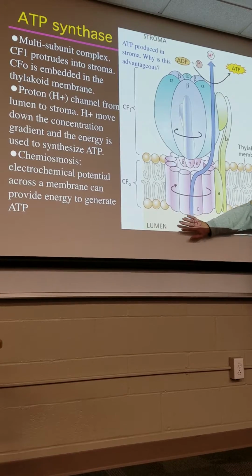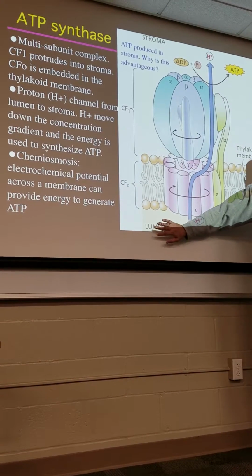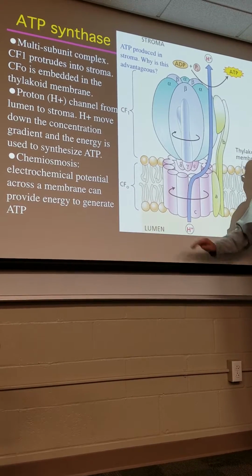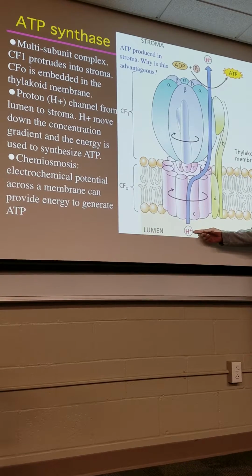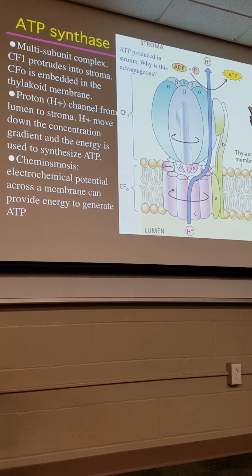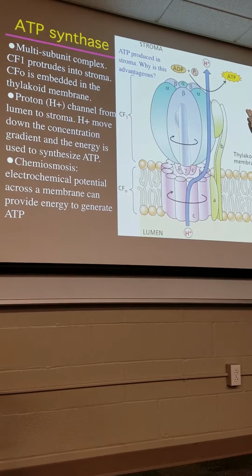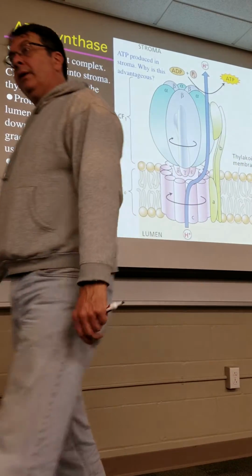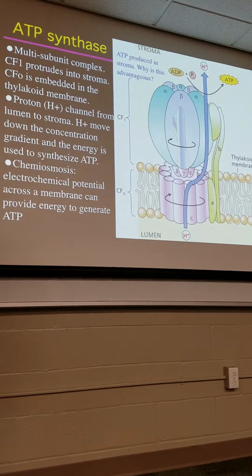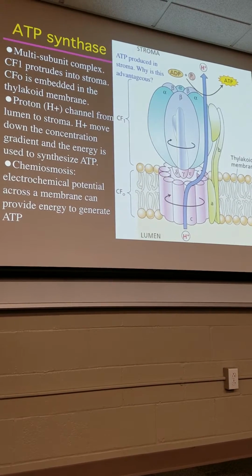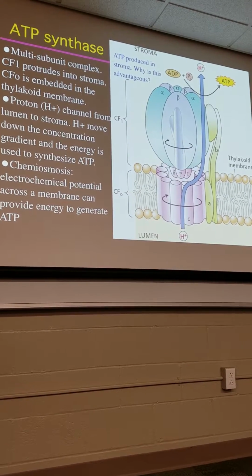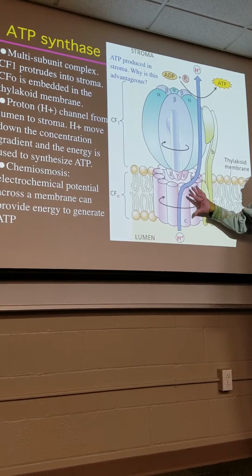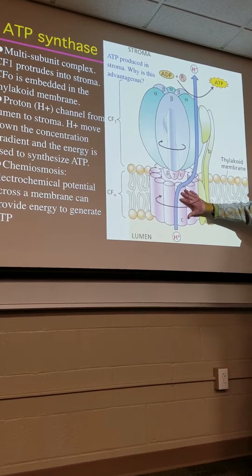In the lumen, in the absence of light, the pH of the lumen is typically around 6.8 or 7. In full sunlight, pH 5. The stroma, pH 8, 8.2, 8.3 in light. So we have a 1,000-fold difference in proton concentration. And what is going to happen is that we have our ATP synthase.